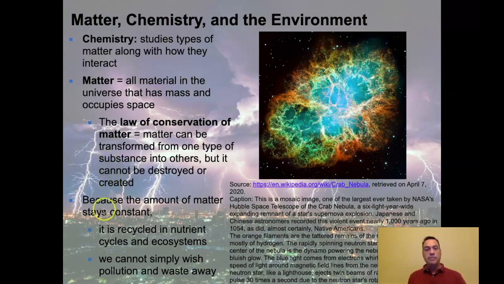Now, because the amount of matter stays constant, remember, we can't get rid of it, we can't create it. It tends to be recycled in nutrient cycles and ecosystems, and therefore we cannot simply wish pollution and waste away. So once it's created, we have to do something with it. We either have to chemically treat it, alter it into another type of matter that is more acceptable, or into a more usable form, or it just becomes a major problem.